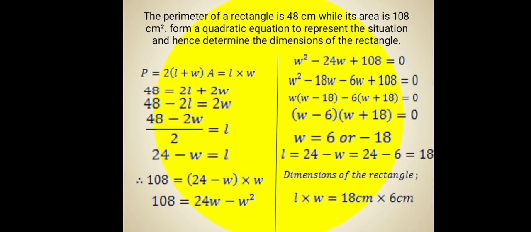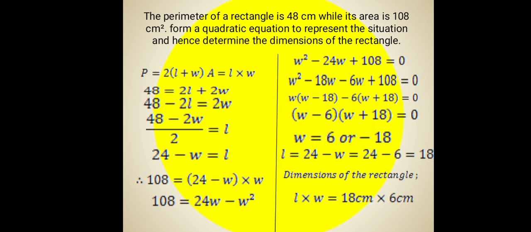The perimeter of a rectangle is 48 centimeters, while its area is 108 centimeters squared. Form a quadratic equation to represent the information and hence determine the dimensions of the rectangle. Now here we have two equations, that of perimeter and that of the area. We start with the perimeter. If we solve for perimeter, we find that the length will be equal to 24 minus W.